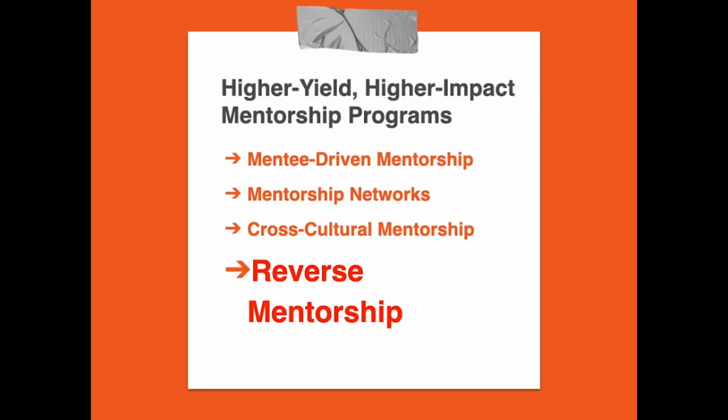And finally, the fourth and last strategy I want to introduce today to attain higher impact, higher yield mentorship programs for your institutions is reverse mentorship. Reverse mentoring is when junior department members act as mentors to senior leaders. An article in the Harvard Business Review about reverse mentoring details the story of a large company that was struggling to retain younger talent and losing junior members at a high rate. In response, leadership implemented this reverse mentoring program.